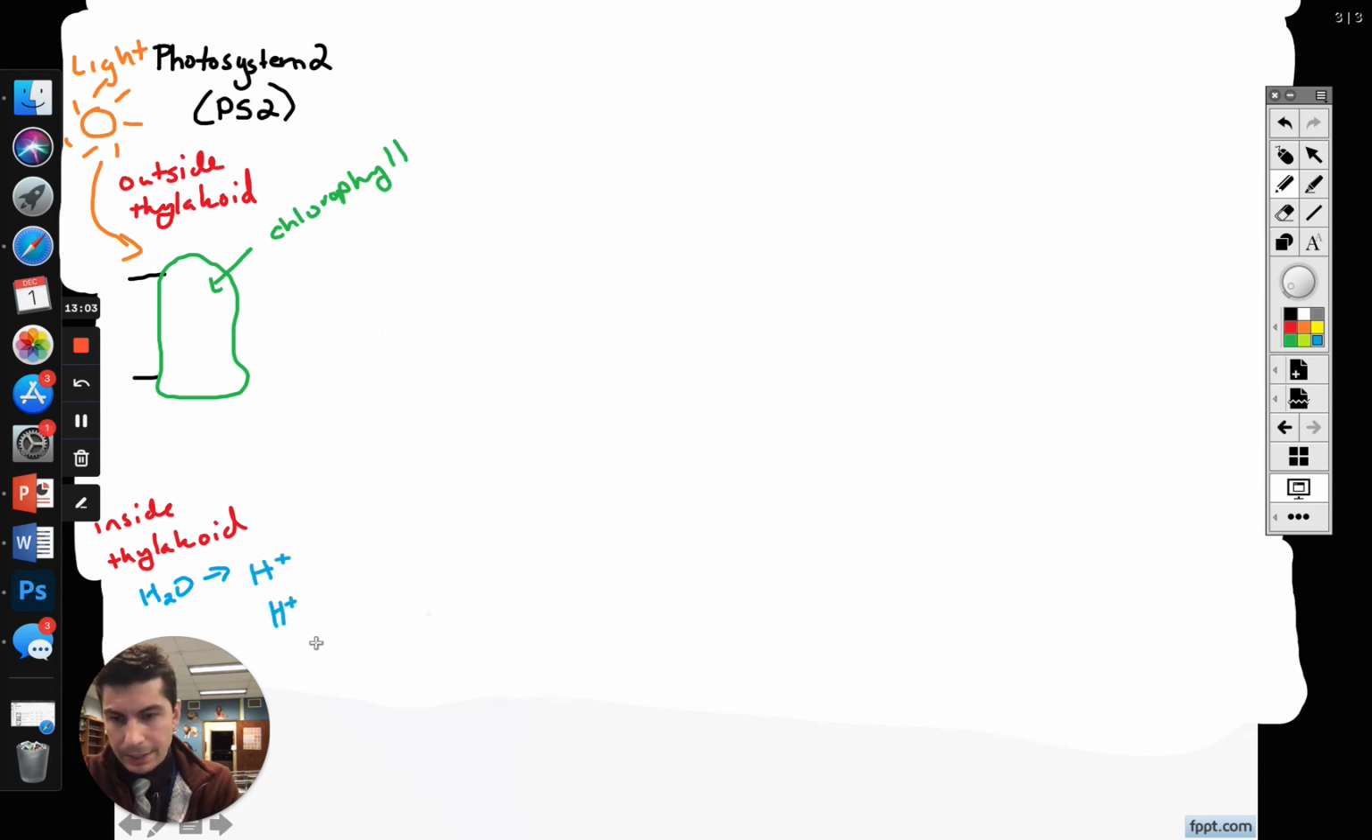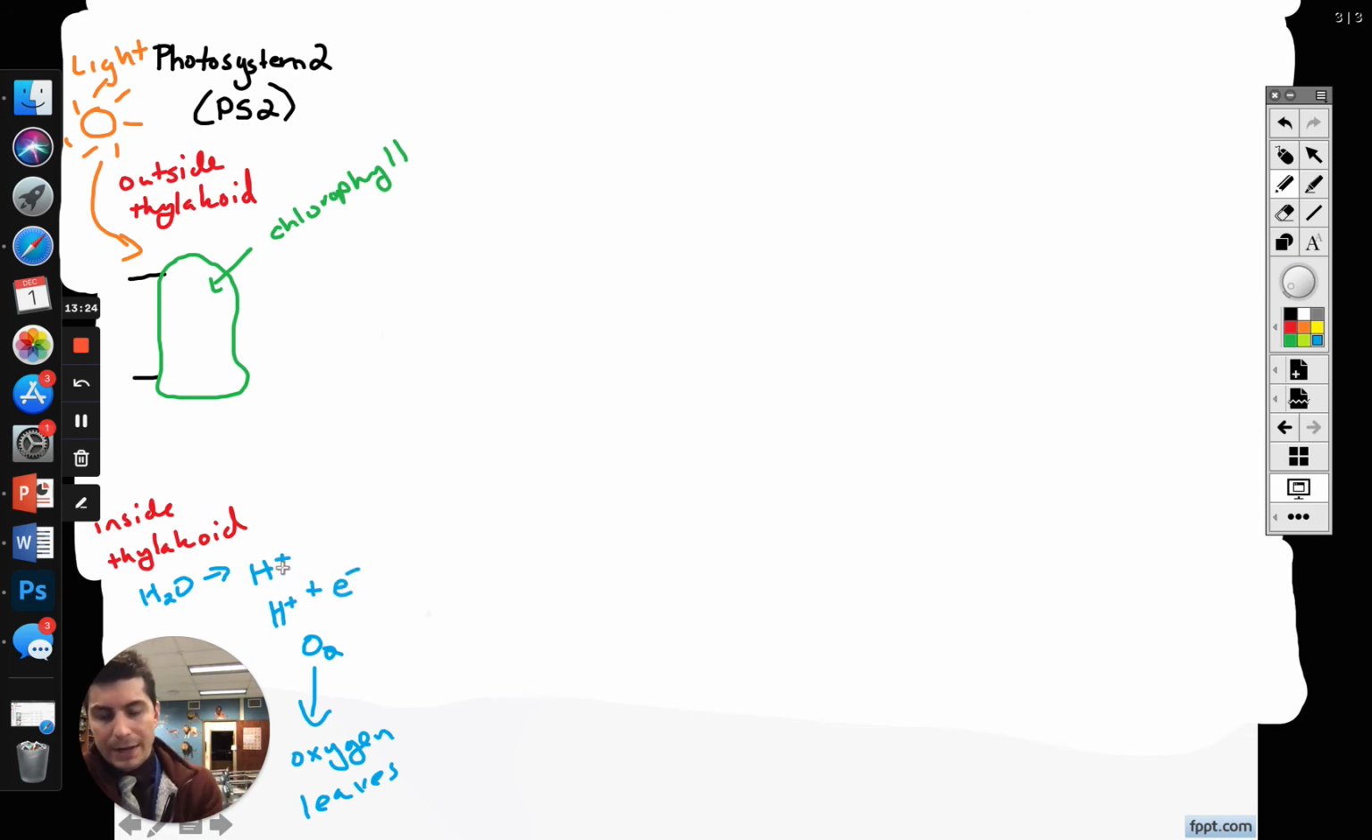And we're also going to get some O2 out of it. This is oxygen. And where's that oxygen go? It's going to leave. Oxygen leaves. It's going to leave the plant, and we're going to be able to breathe. Wonderful. Okay. So we're also going to get some electrons out of this.